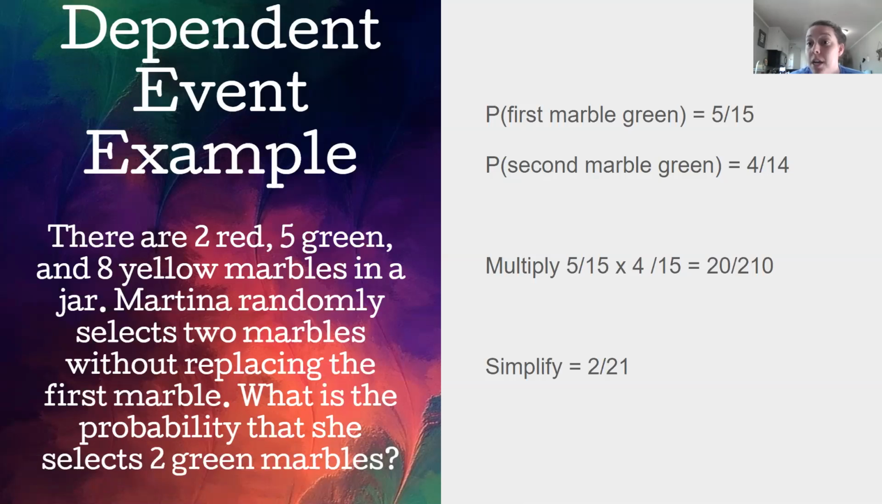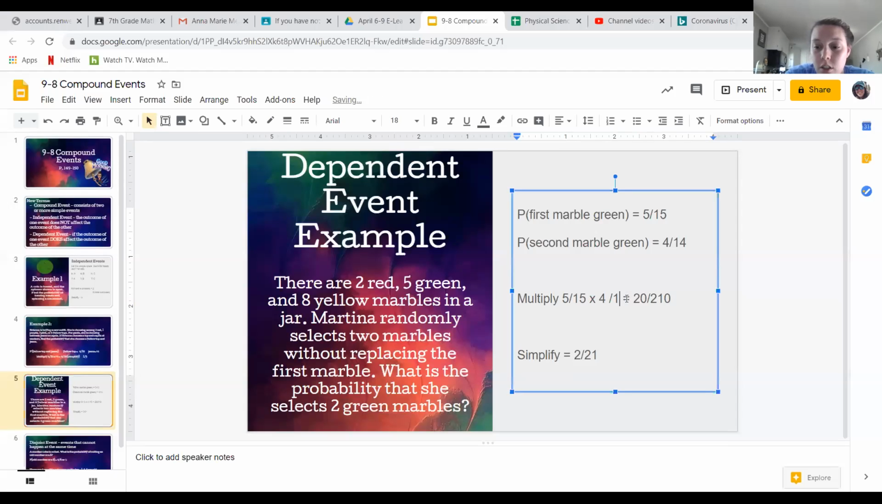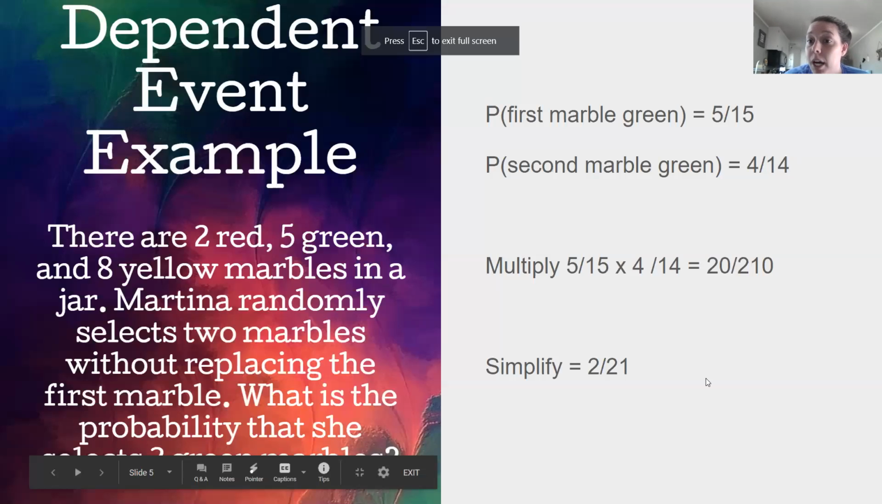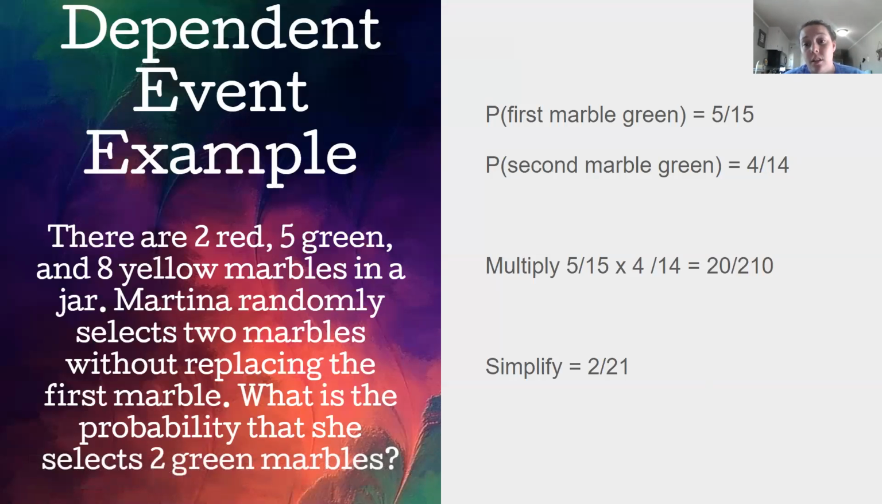5 times 4 on the top is going to give you 20, and then 15, and this should say 14. I'm going to go ahead and change that so we don't have that issue. Then 15 times 14 on the bottom is going to give you 210, and then you can simplify that. Both of them are divisible by 10 since they have a 0 at the end, and I can simplify it to 2 over 21, which I can't simplify anymore. 2 can't go into 21, so it's as small as I can get it.